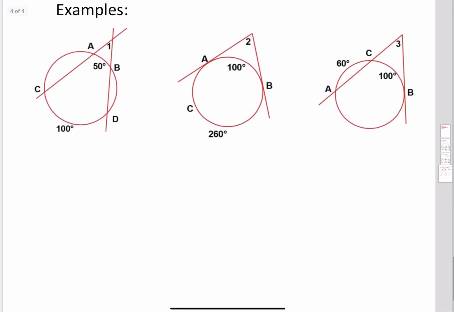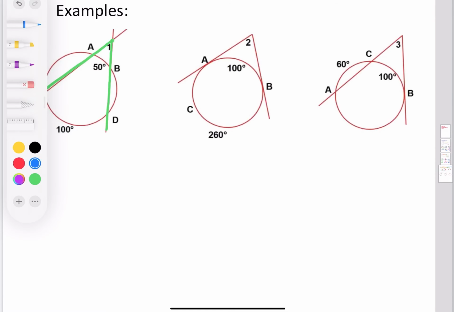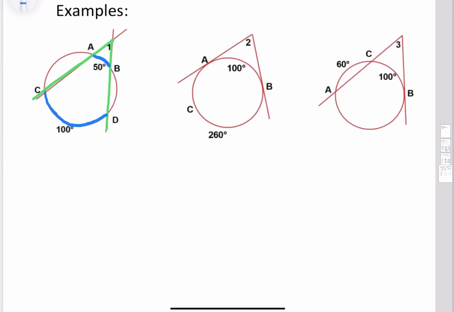So let's take a look at this first one on the left, and this is basically what we just stated here. So if I take a look at my angle at this point right over here, angle 1, we have two secants here, and the arcs that are intercepted are going to be this 50 and this 100. So those are the two arcs that are being intercepted here.